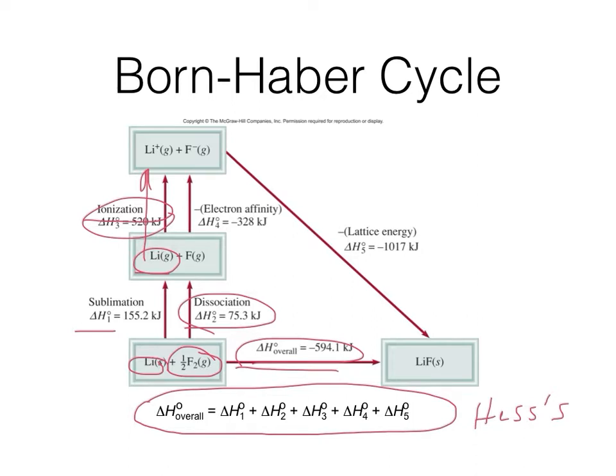This is breaking that F2 into two singular F atoms, both with 7 valence electrons. Okay? So it is what we call a homolytic bond cleavage. We break the bond homolytically, meaning it breaks the same way. Once we have fluorine, then we can add an electron, which is electron affinity.